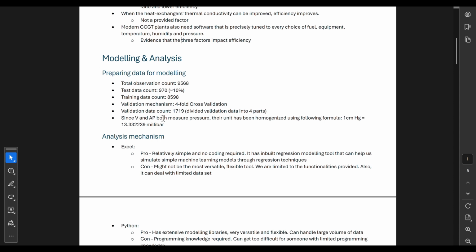One more thing I noticed is that both V and AP are measures of pressure. However, the units are different as has been provided in the data that I have. I have used this conversion: 1 centimeter Hg is equal to roughly 13.33 millibar. I've utilized this number to make sure that both of them are in the same unit when I'm calculating any interaction term within the two.